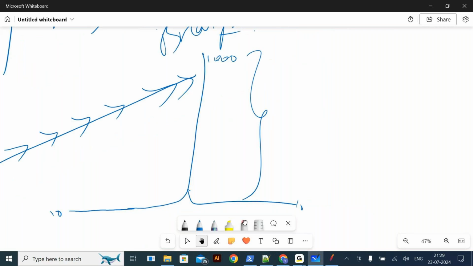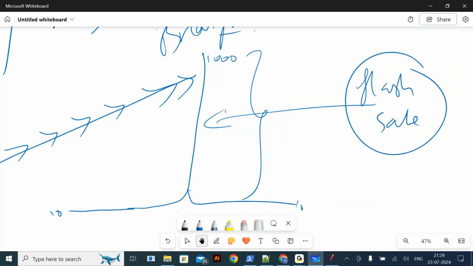When will this happen? Spike test. Like, let's say Amazon flash sale. Will this happen during a flash sale? Yes, there are chances that for that specific 5 minutes or 1 minute, suddenly the users will be maybe 10, 20 or 100 times, right? Then suddenly it will come back to normal, maybe in 1 or 2 minutes. So to test this, we have spike test.